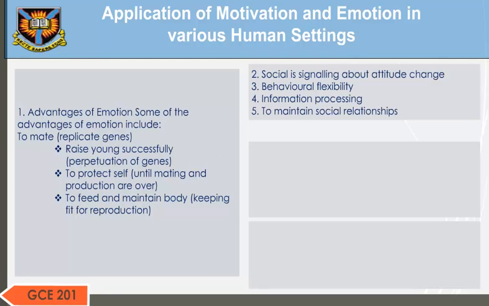Advantages of emotion. Some of the advantages of emotion include: 1. To mate, replicate genes, raise young successfully, perpetuation of genes, to protect self until mating and reproduction are over, to feed and maintain body, keeping fit for reproduction. 2. Social signaling about attitude change. 3. Behavioral flexibility. 4. Information processing. 5. To maintain social relationships.